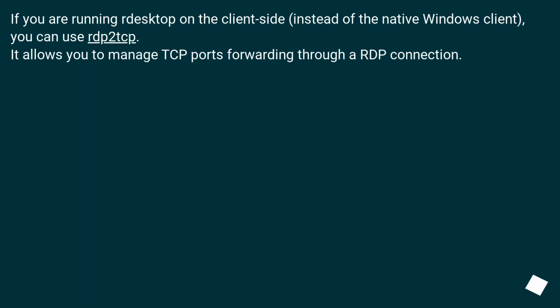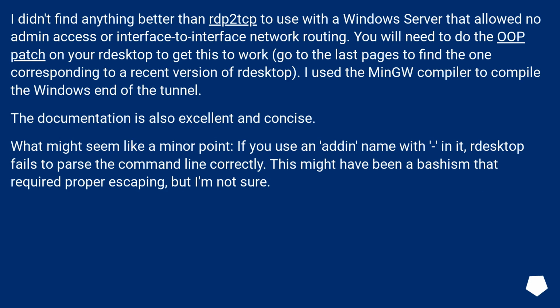If you are running rdesktop on the client side, instead of the native Windows client, you can use rdp2tcp. It allows you to manage TCP port forwarding through an RDP connection. I didn't find anything better than rdp2tcp to use with a Windows server that allowed no admin access or interface-to-interface network routing. You will need to do the patch on your rdesktop to get this to work.